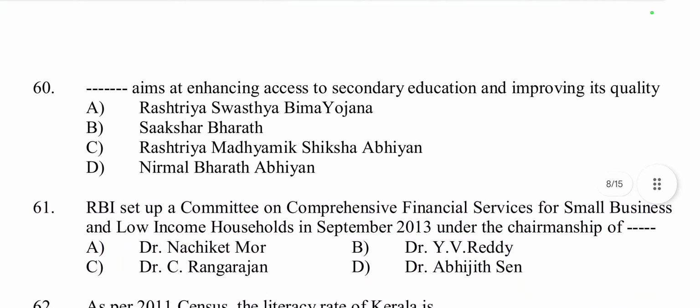Then question number 60, dash aims at enhancing access to secondary education and improving its quality, that is Rashtriya Swasthya Bima Yojana, Saakshar Bharat, Rashtriya Madhyamik Shiksha Abhiyan, Nirman Bharat Abhiyan. This is called Rashtriya Madhyamik Shiksha Abhiyan, option number C. Rashtriya Madhyamik Shiksha Abhiyan aims at enhancing access to secondary education and improving its quality. So option C is the right answer.